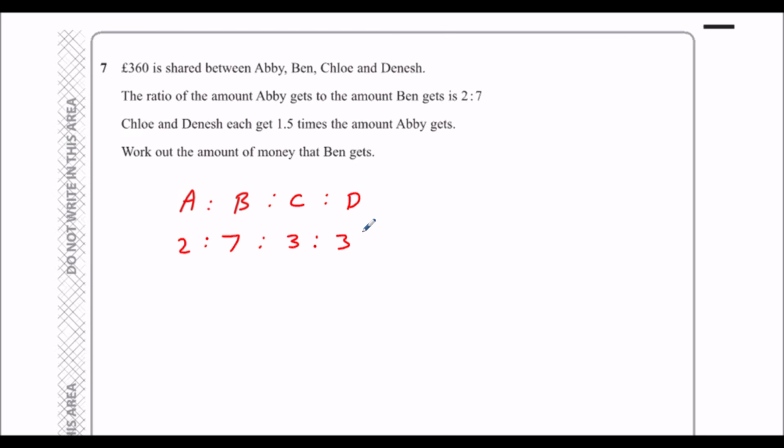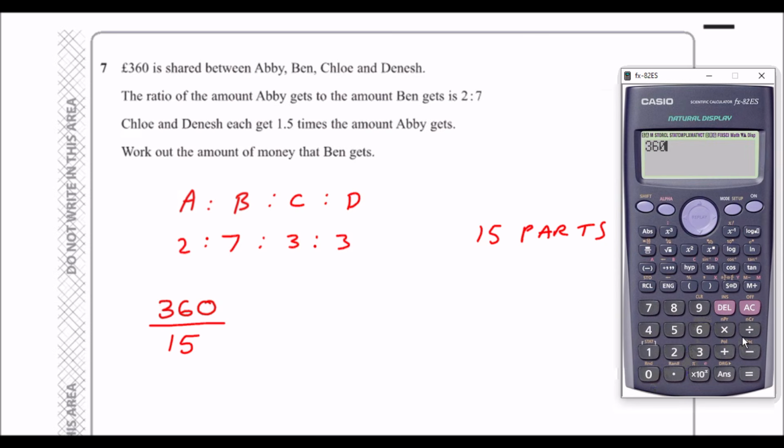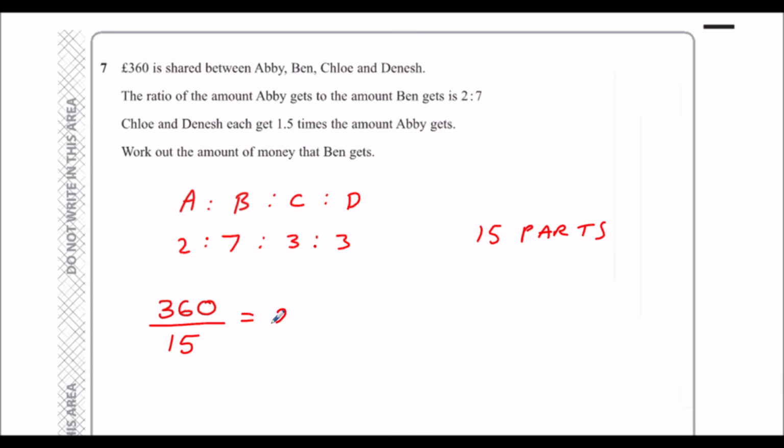So they both get 3 parts. Work out the amount of money that Ben gets. So how many parts do we have in total here? 2 plus 7 is 9, plus 3 is 12, plus 3 is 15. So we've got 15 parts, and we've got £360. So each part's equal. So 360 divided by the 15 parts tells us each part is £24.